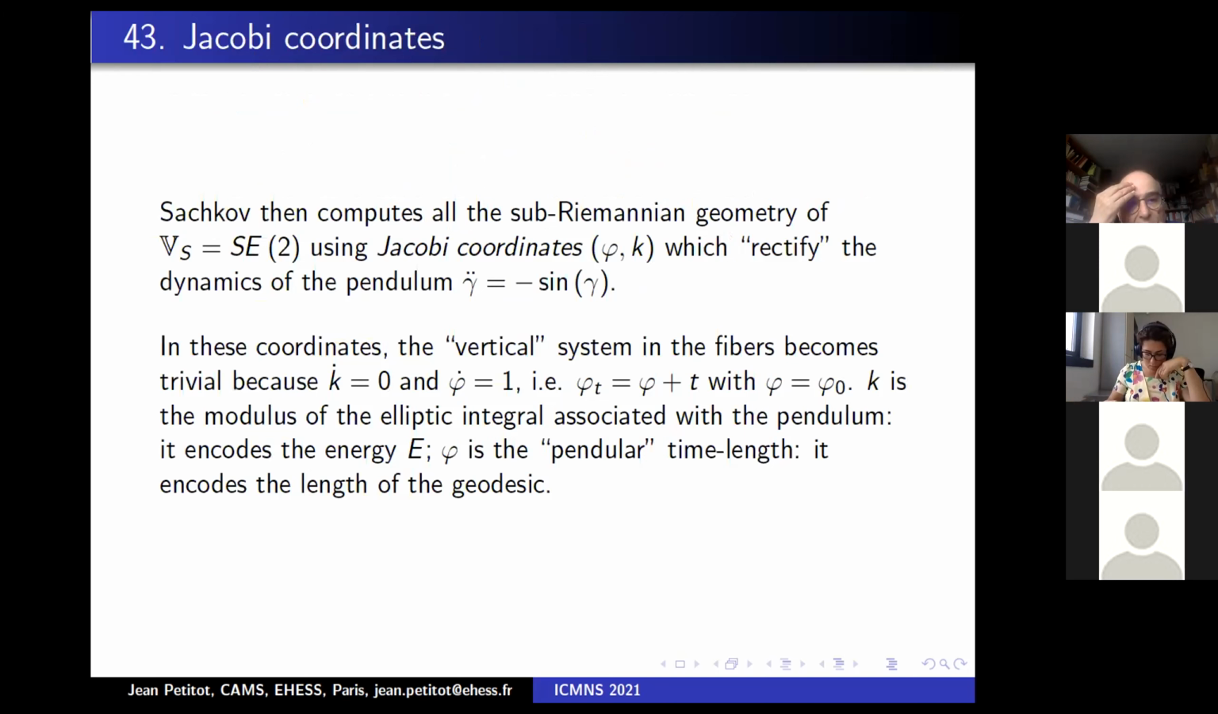And Sachkov computed all the sub-Riemannian geometry of SE2 using Jacobi coordinates phi and k, which rectify the dynamics of the pendulum gamma. And in these coordinates, the vertical system in the fibers becomes trivial because k is constant and phi is linear. And k is the modulus of the elliptic integral associated with the pendulum. It encodes the energy of the pendulum, and phi is the pendular time length. It encodes the length of the geodesics.